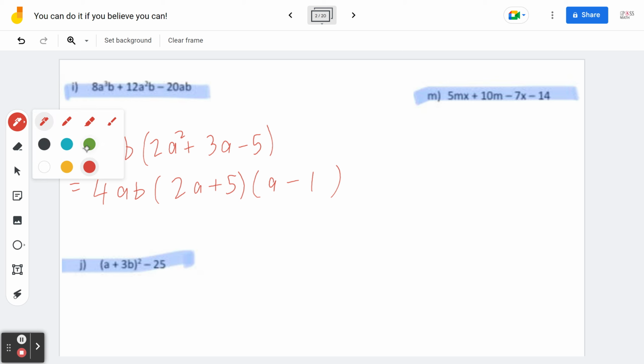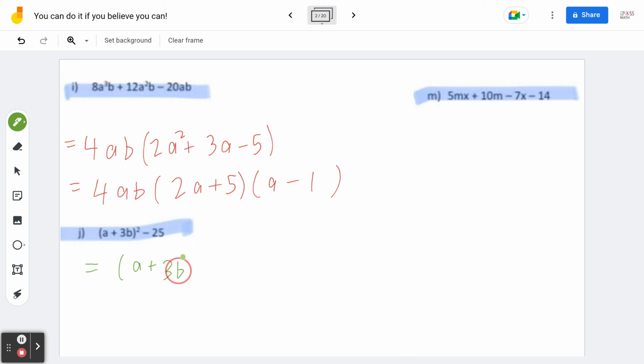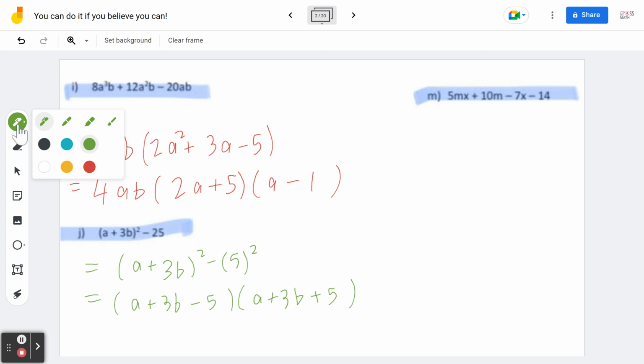Now, if I hop over to part J, which I'll shift back to this space here, the question says (a plus 3b) squared minus 25. Again, difference of squares: (a plus 3b) squared minus 5 squared. Think about the difference of squares: a plus 3b minus 5, a plus 3b plus 5, just like that. Again, not to overstate this, if you want to double check, expand and you'll get the question back.